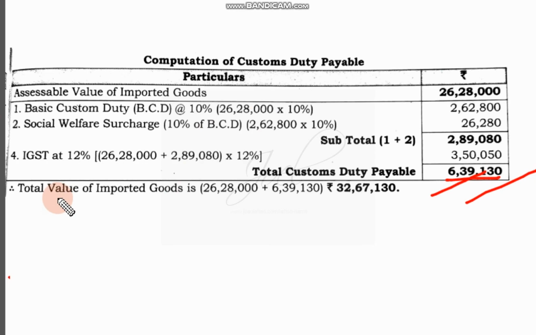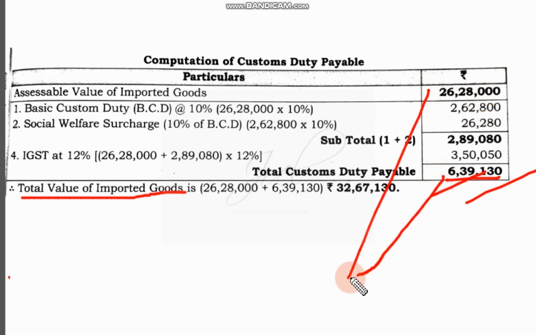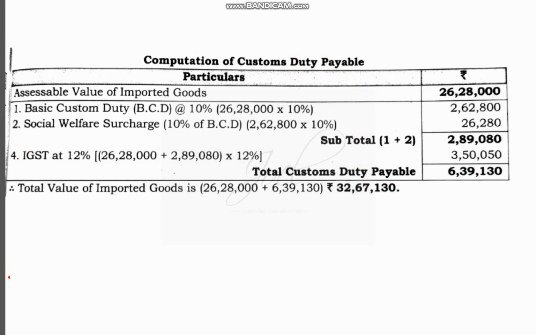Now if the total value of the imported goods is asked, then the duty will be added to the assessable value. So these two amounts will be added together, and you will get the total value of the imported goods. This is the way you will solve the problem.